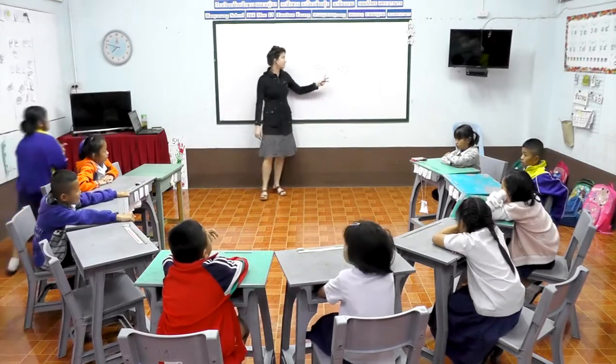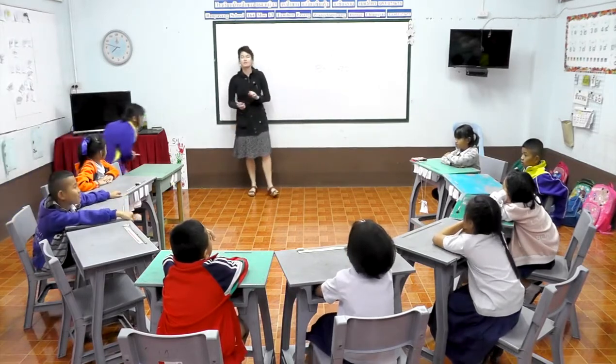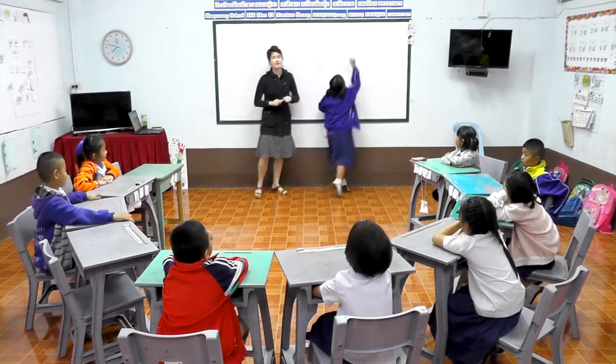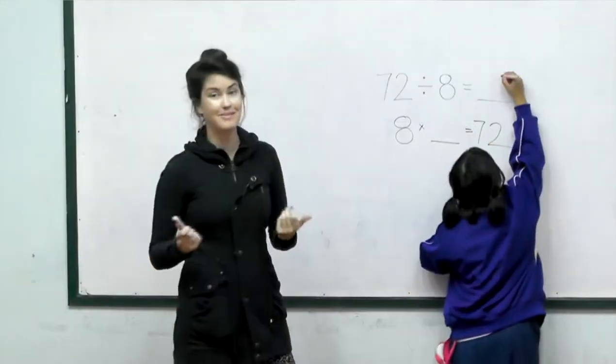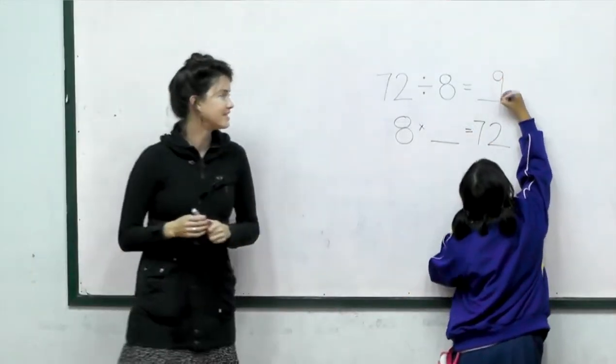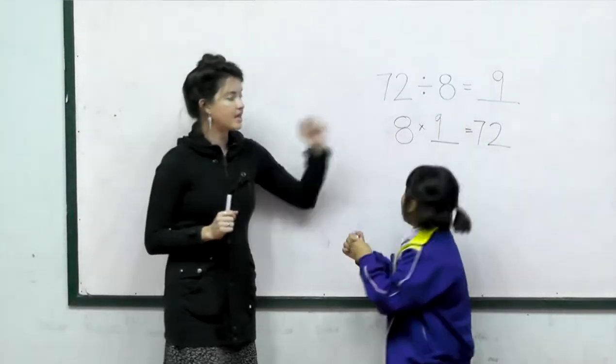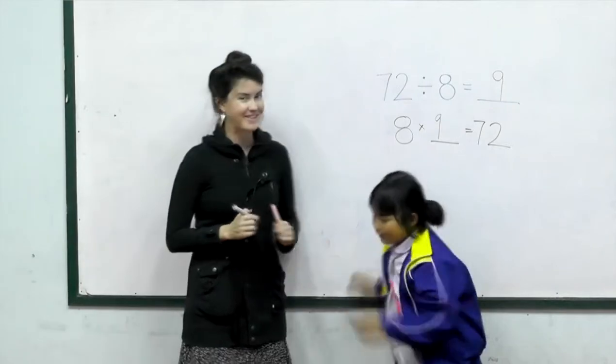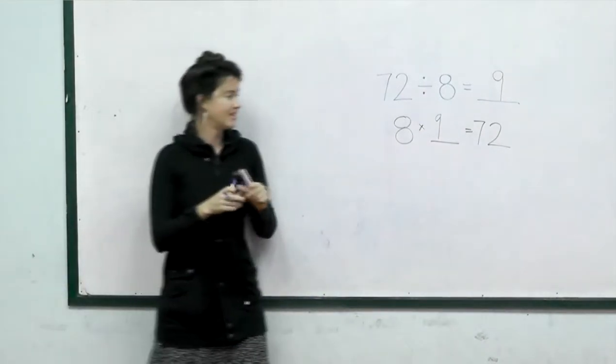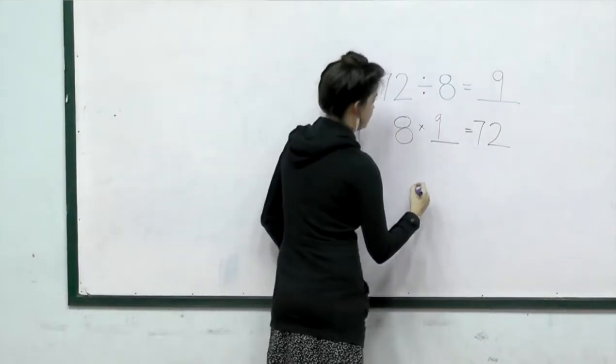We can flip it around. Think of it as a multiplication problem instead of division. Might be a little bit easier for us. 72 divided by 8 equals 9, or 8 times 9 equals 72. Thank you, friends. Okay. Let's do a few more.